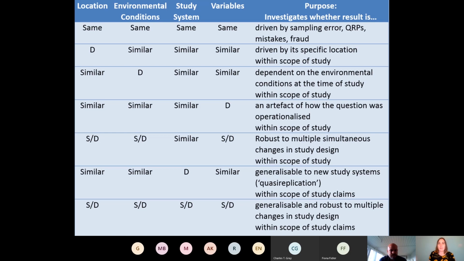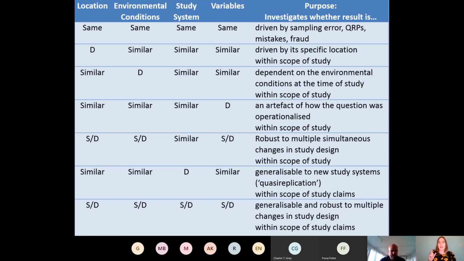So broadly speaking, when I'm thinking about a replication project, I'm thinking about studies that are covered in this table. On the top row, that's the direct replication idea I told you about before. So it's a study in the same location with the same environmental conditions in the same study system, looking at the same variables and doing the same analyses. You might also do a similar study where you alter things like location, environmental condition, variables, and even study system if it's within the scope of the original study.